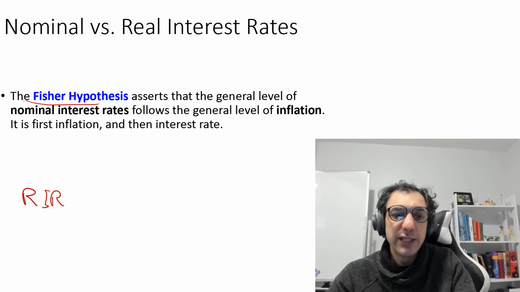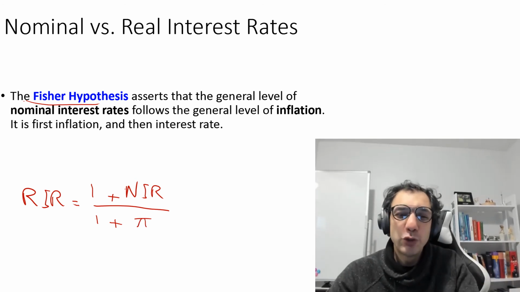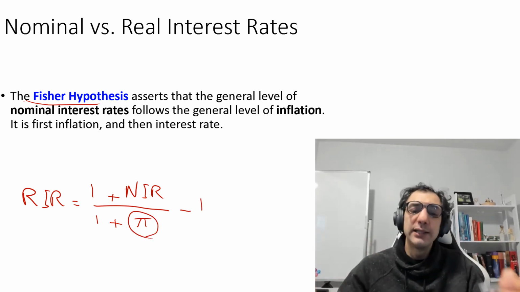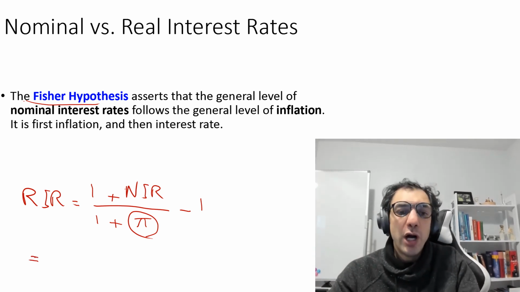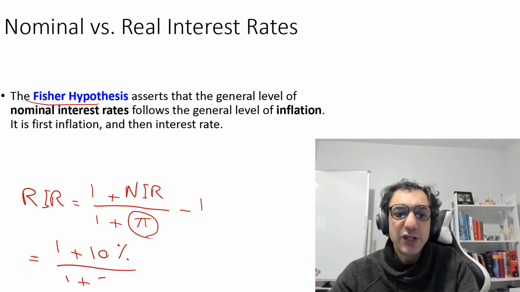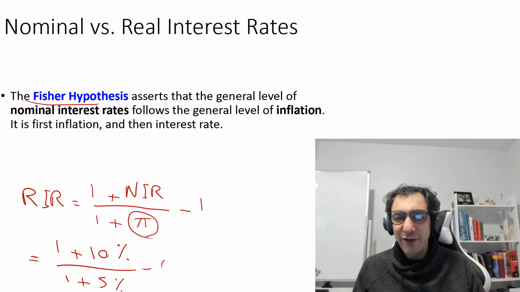Now, how can we exactly estimate the real interest rate? The real interest rate is calculated based on this formula. Real interest rate is 1 plus the nominal interest rate divided by 1 plus pi, the Greek letter usually used to show inflation, so pi here is the inflation rate, minus 1. That's the exact version versus the approximate version we mentioned earlier. For example, if you expect to receive 10% on your investment, and let's assume the inflation is 5%, with the approximate version it's 10% minus 5%, so your real rate becomes 5%.